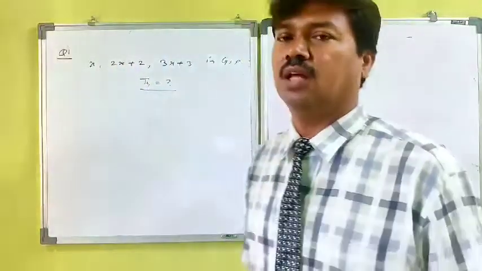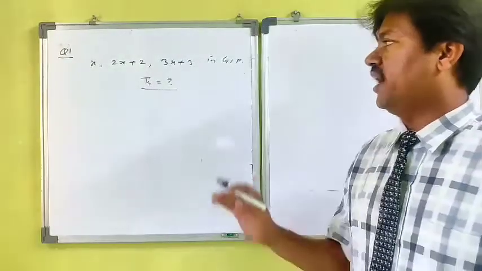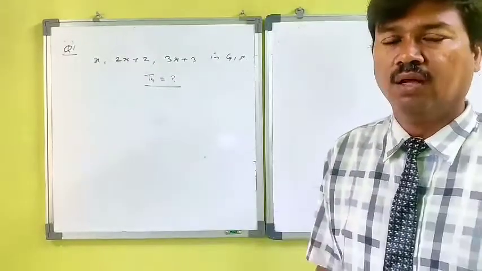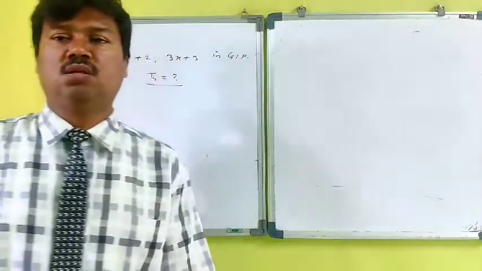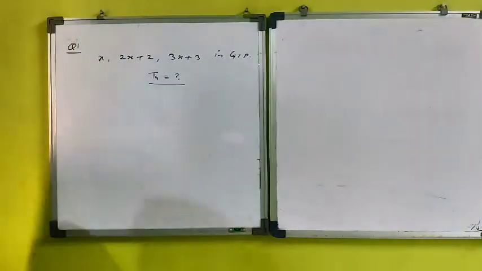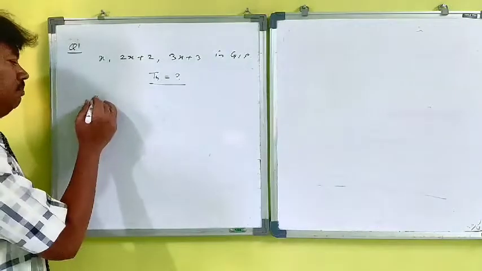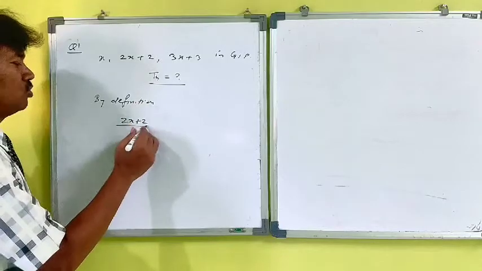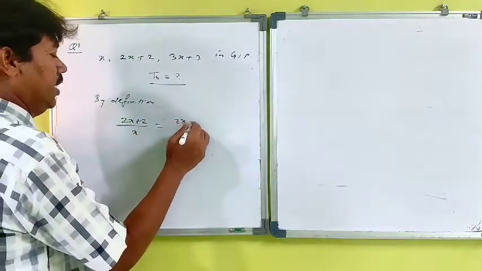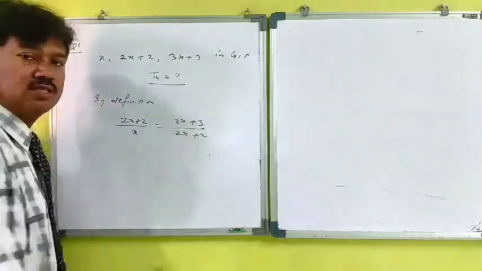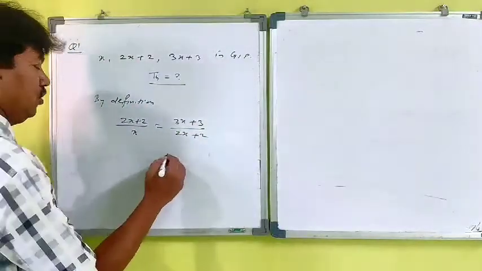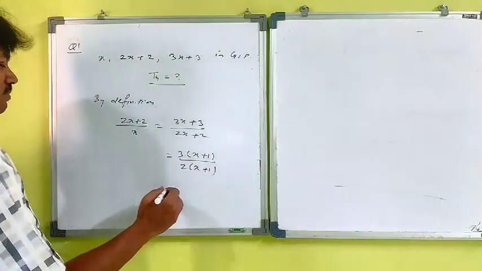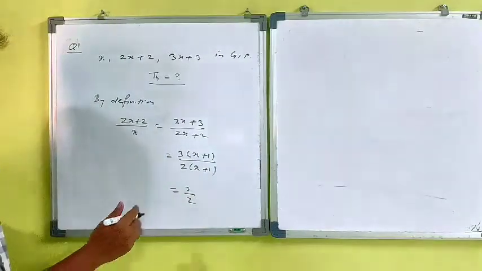Yes, so the first question at this JEE level: x, 2x plus 2, 3x plus 3 are in geometric progression, then what is the fourth term? The question is, what is the fourth term of the sequence? So now here first we find x. By definition, we can say that 2x plus 2 upon x should be equal to 3x plus 3 upon 2x plus 2, like this. Now there is 3 common in this. It is 3 into x plus 1. Here 2 common. x plus 1 gets cancelled. So it is 3 by 2.